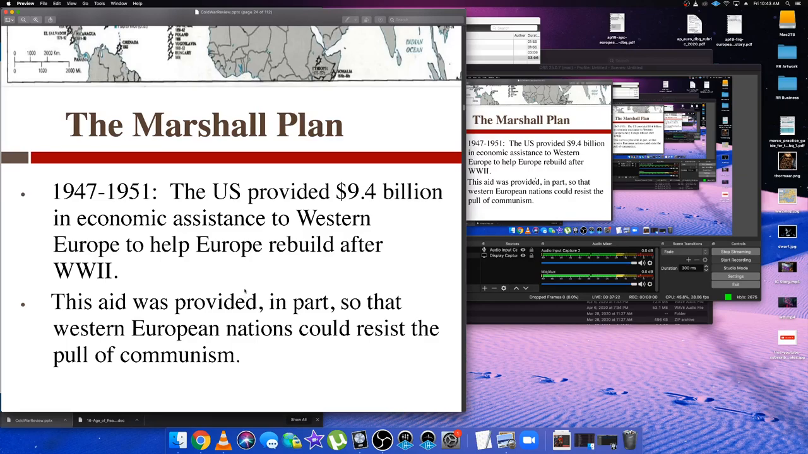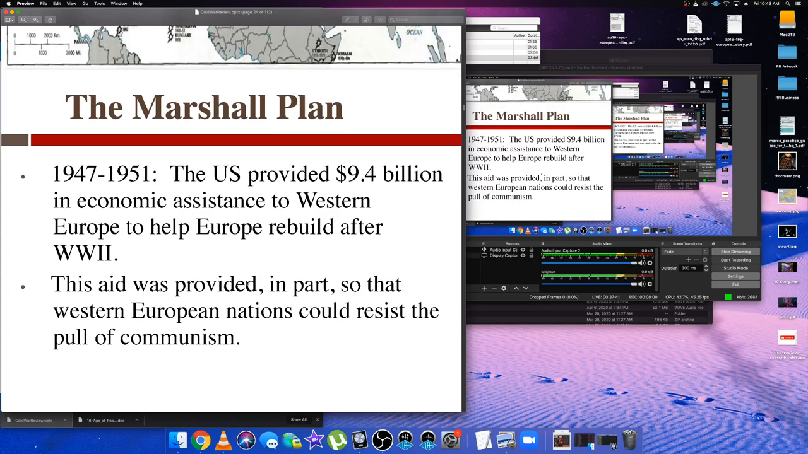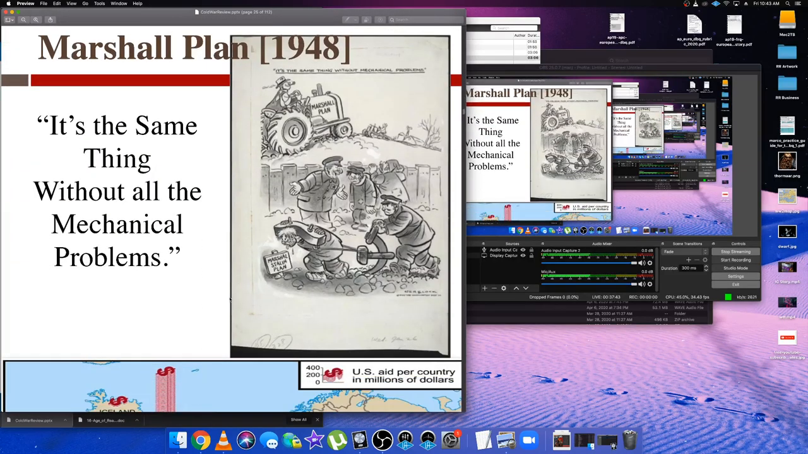So the United States gives a whole bunch of money in economic assistance after the war to do three things: help them rebuild, help them resist communism, and three, help the United States have some really reliable friends who appreciate United States financial assistance.